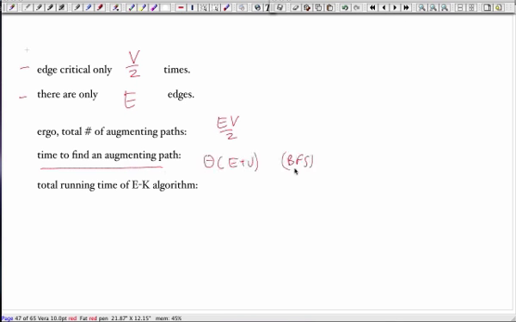Remember, we are using breadth first search in order to find our augmenting paths. And so the time is E plus V, which means the total running time of this algorithm is going to be E squared V. Right? Thankfully, we've come up with an algorithm that doesn't depend on the values of the flows in the graph. Question?